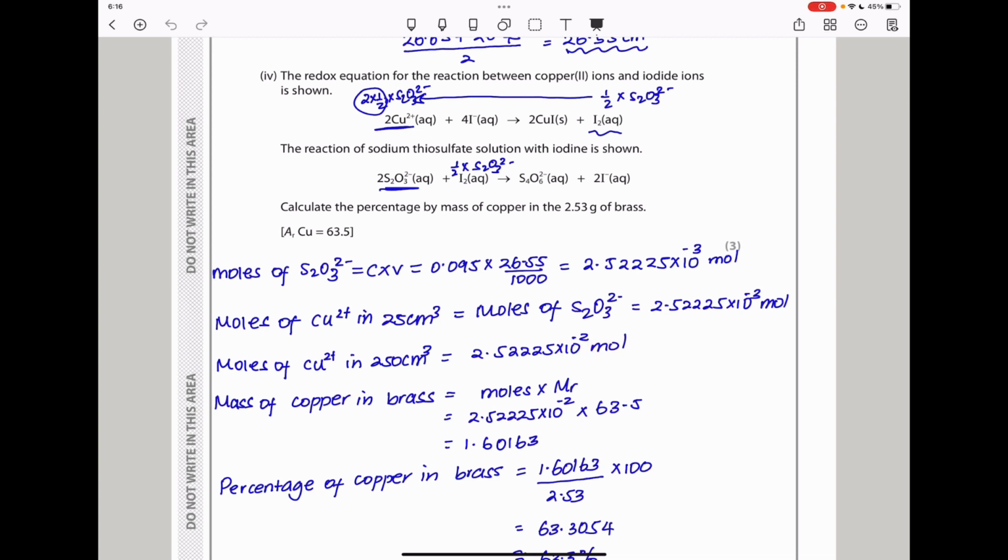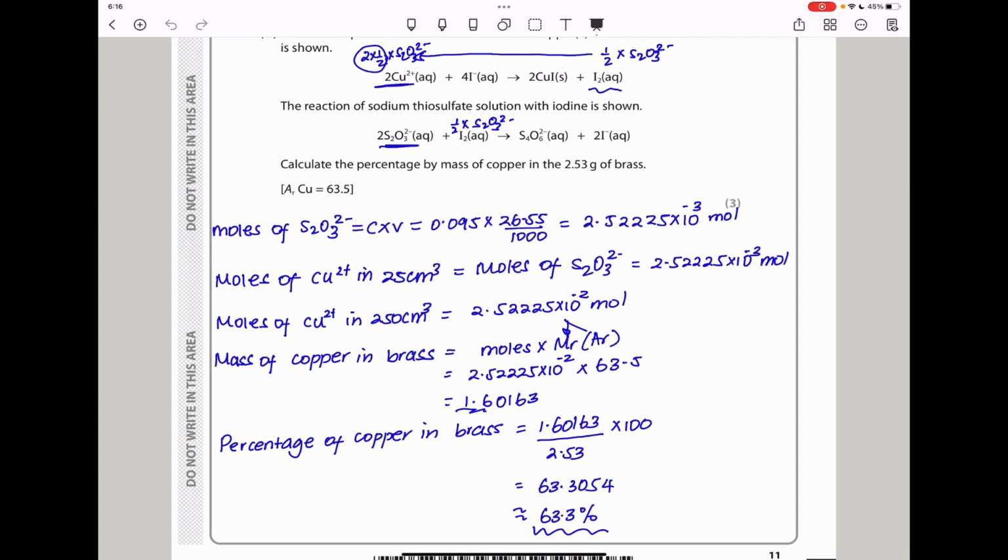Knowing the number of moles in the 250, and they've given me the AR, or atomic mass, I can find the mass. So mass is equal to number of moles times the MR, or I could call it the AR because this is just an atom, the atomic mass of copper. When I calculated that, I got 1.60163, as you can see here. That is the mass of copper in the brass.